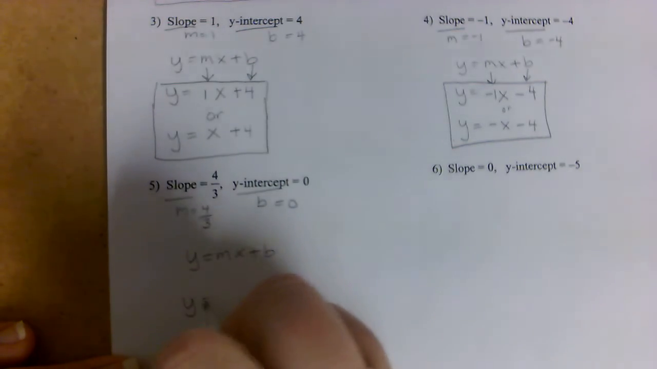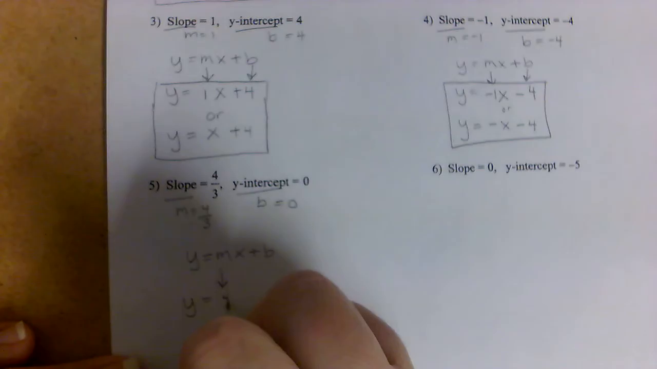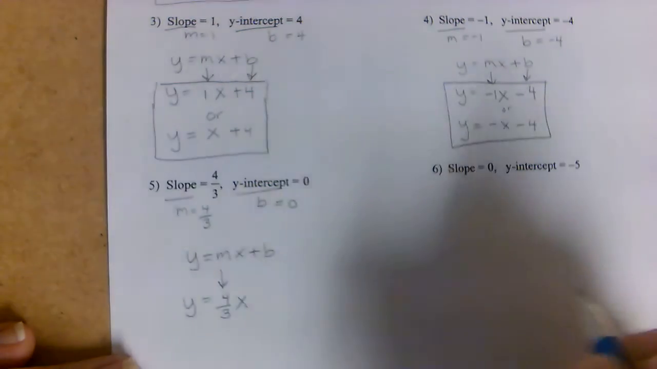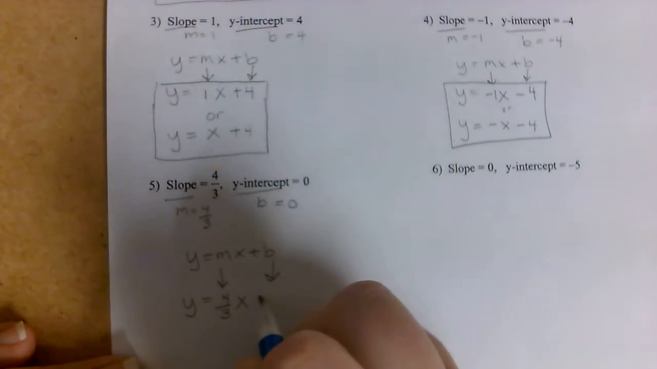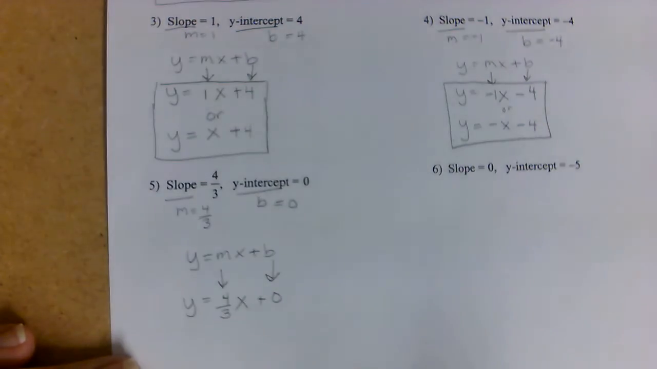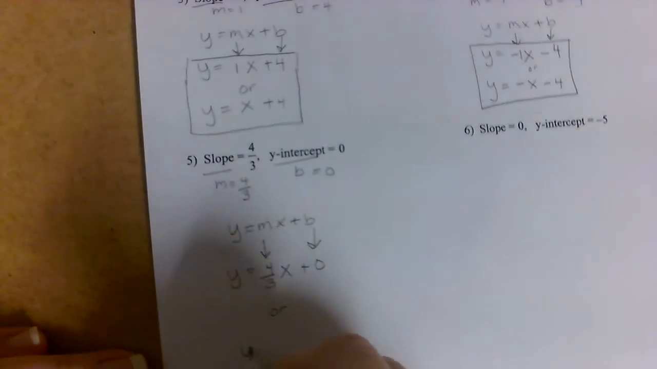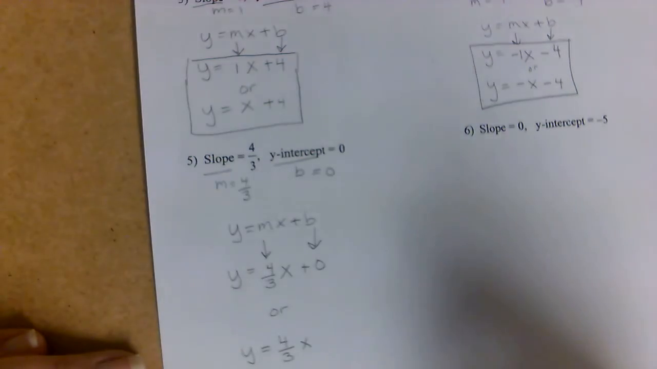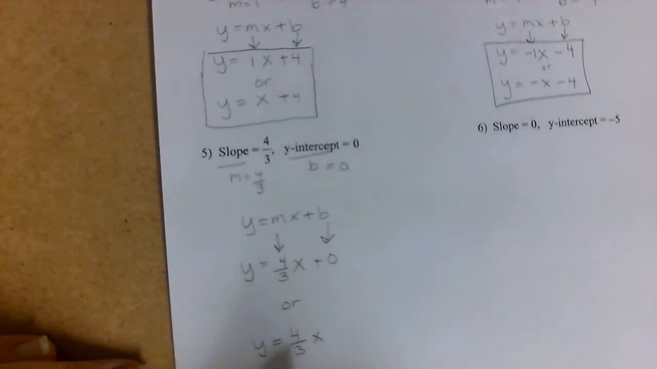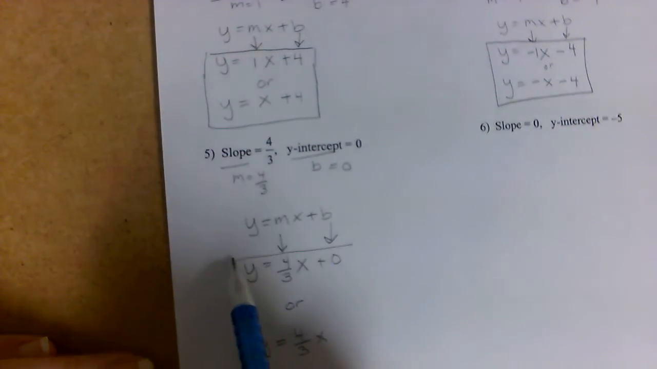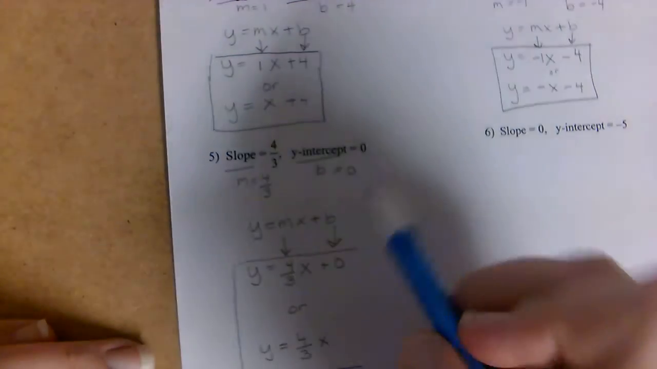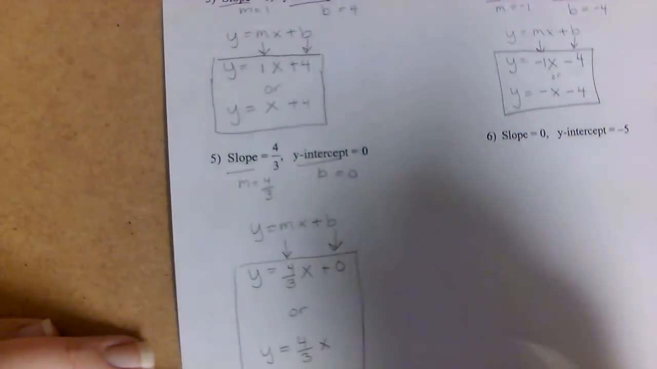I'm going to start with y equals. My m was 4/3, so I'm going to put that in front of the x. My b was a 0, so I can put plus 0, but I don't have to write the plus 0. I can actually simplify this a little bit more, and I can make it just y equals 4/3 x. I don't have to actually put the plus 0 on there. So I can answer it either way. The simpler version is on the bottom, but the top version would be acceptable too.